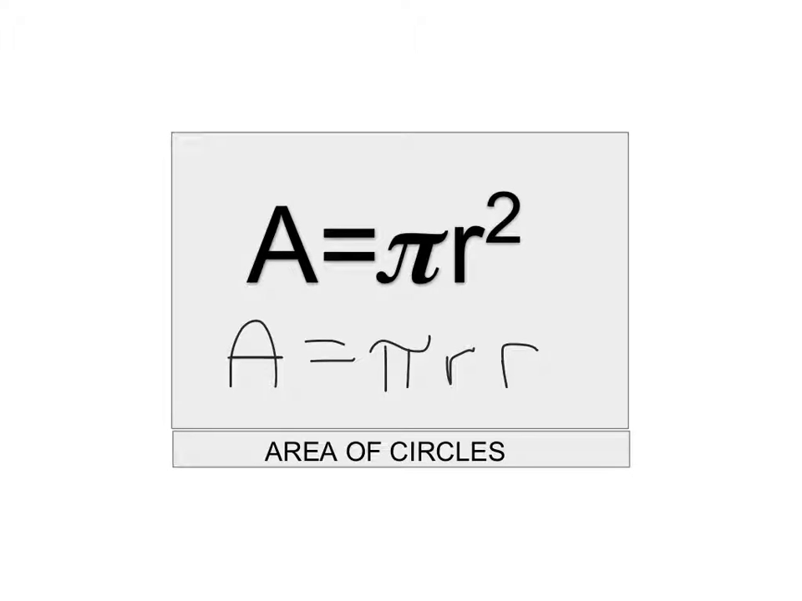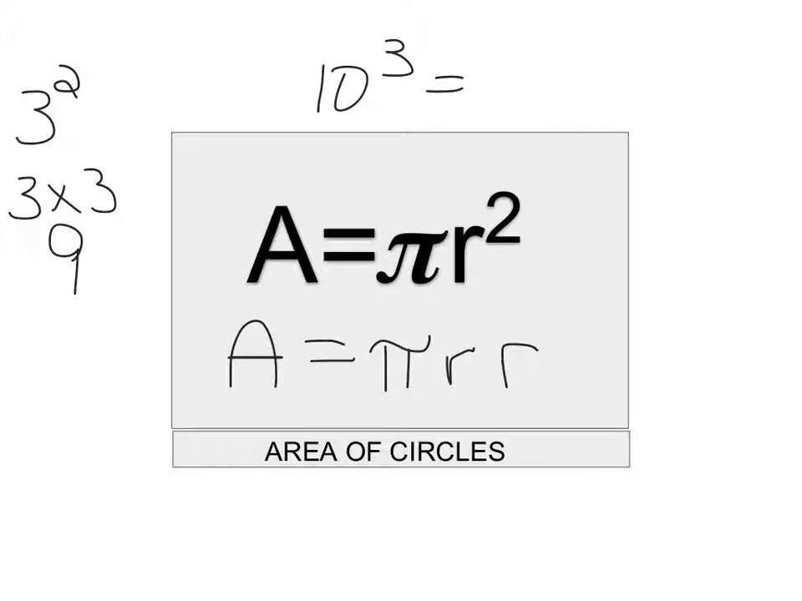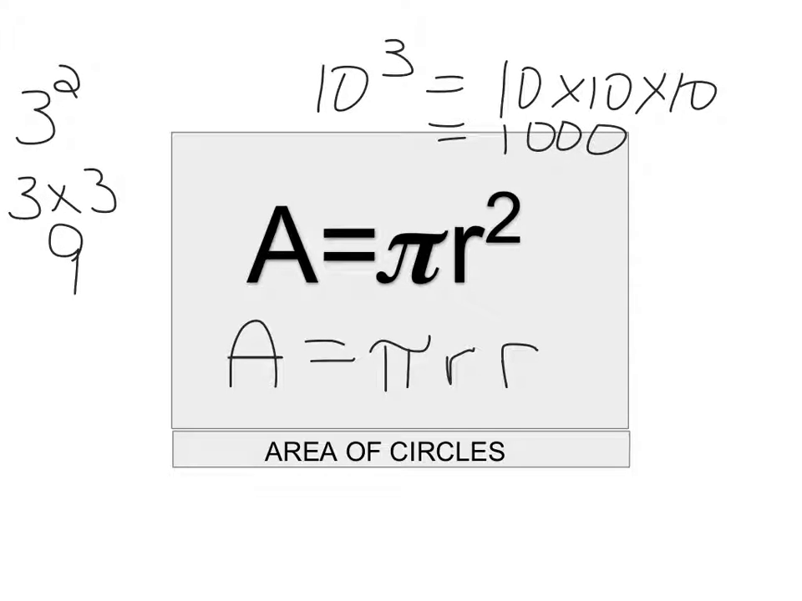Who remembers exponents? Okay, remember if you had 3 to the second power, that's going to be 3 times 3, which equals 9. If I have 10 to the third power, that's going to be 10 times 10 times 10, and that's going to give you 1,000. Okay? So remember, you're multiplying it. You're not adding it. And don't make that mistake. That's what we're doing with r squared. We're going to multiply radius times radius once we know what radius is. Okay? Any questions on that?